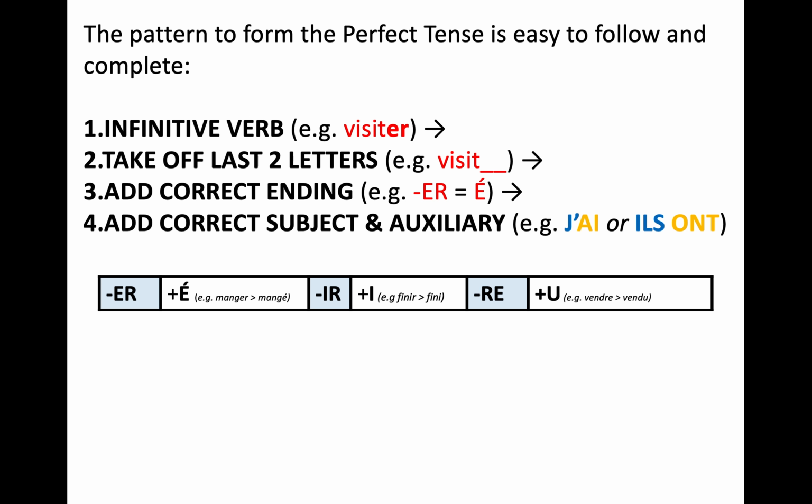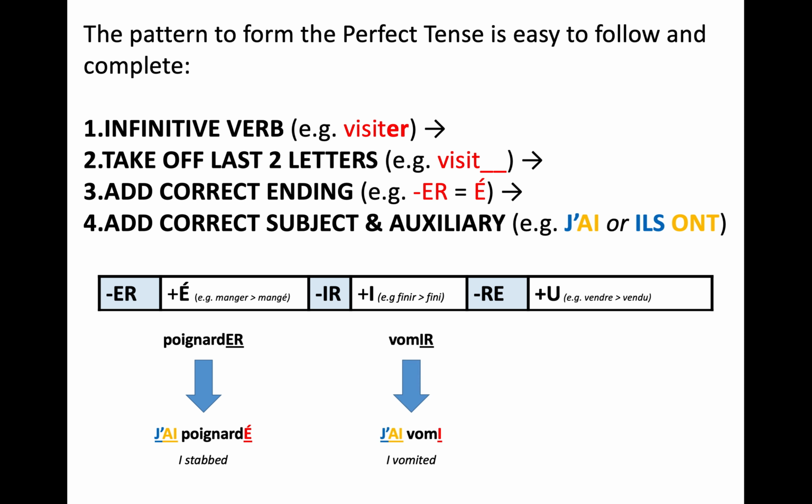There is something to remember though. Not every verb in French ends ER. So not every past participle can end E with an accent. Our examples that we follow, like poignarder, is to stab. J'ai poignardé, with an E accent, is I stabbed. However, vomir ends in IR. We can't just be taking off the IR and adding with an E accent. Because it's IR, we've got a different ending. J'ai vomi. It's just the letter I. J'ai vomi. I vomited.